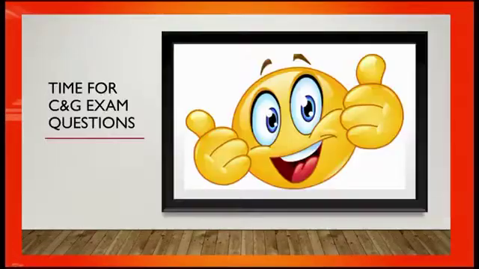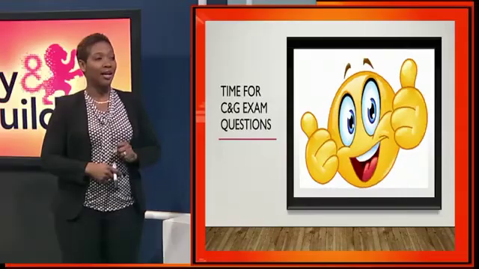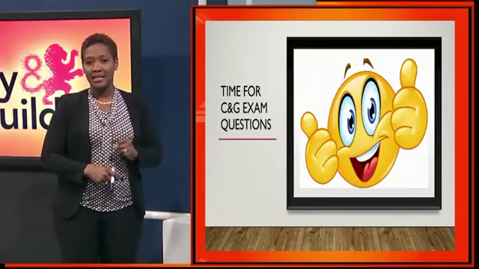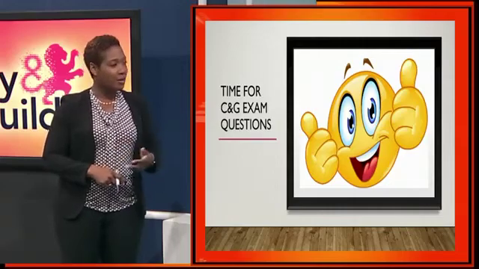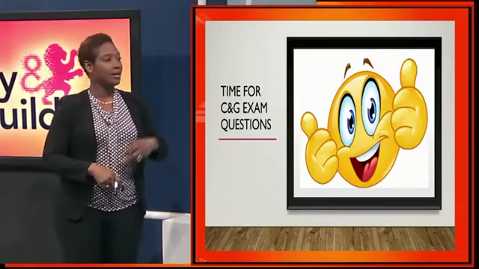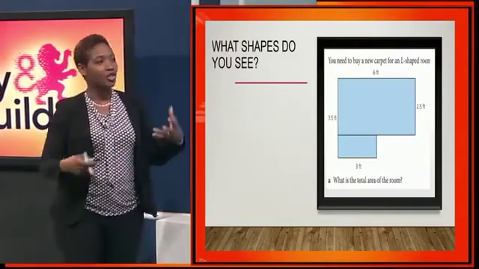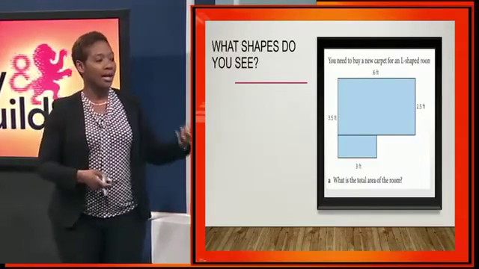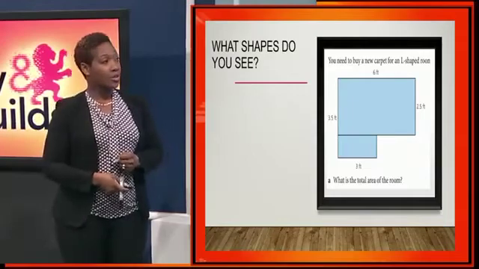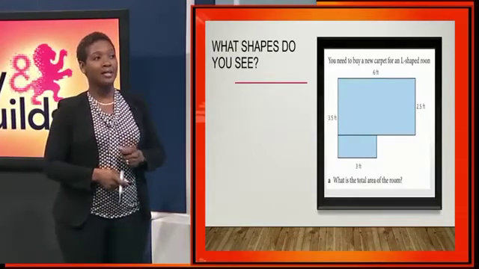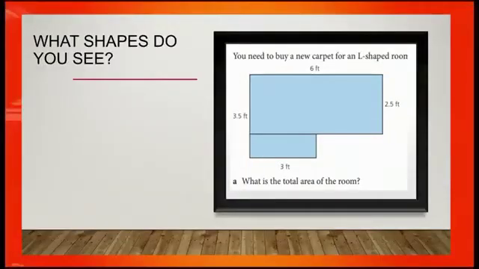All right, guys. It's that time of day when we look at some City and Guilds exam questions and help us understand what the question is asking us. And let's see if we can put our heads together and apply the knowledge that we would have just gone through and answer the question. All right, so you need to buy a new carpet for an L-shaped room.